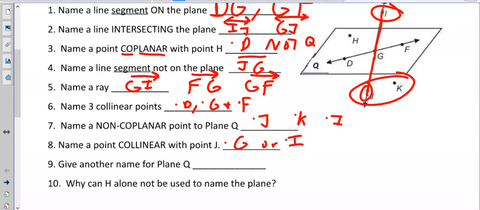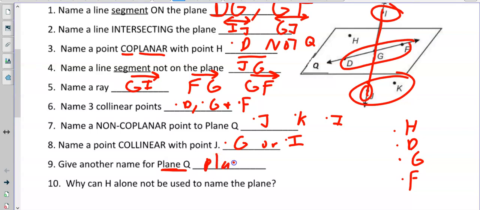Give another name for plane Q. Well, remember, let's look at our choices for letters. We have H, D, G, and F. Those are our choices. Not Q. We cannot use Q, all right, because it's not a point. It's the name of the plane, as you can clearly see right here. And remember, we cannot use D, G, and F together. So any three of those, and remember, we must write the word plane. As long as we don't use these three, we're fine. So HDG, HDF, HGF, whatever. All right? Makes no difference. We just can't use D, G, and F together.